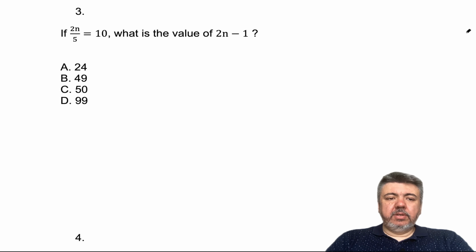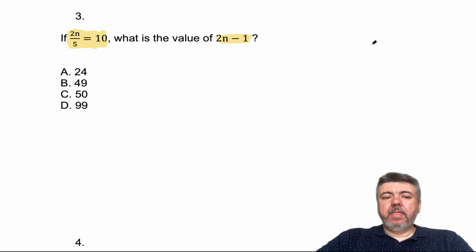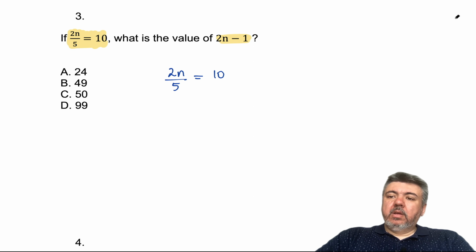Okay, in the third question, we are given 2n over 5 is 10. And we're supposed to find 2n minus 1. Okay, in some questions in SAT, you don't need to find n value and then find 2n minus 1. Maybe you can do some tricks like this one. 2n over 5 equals 10. Multiply both sides by 5.